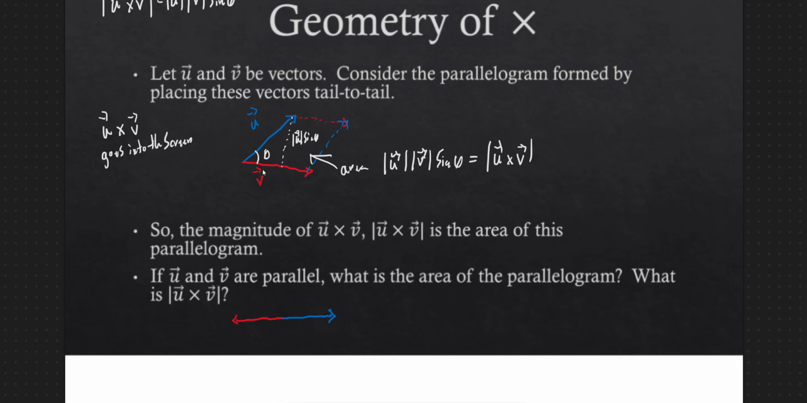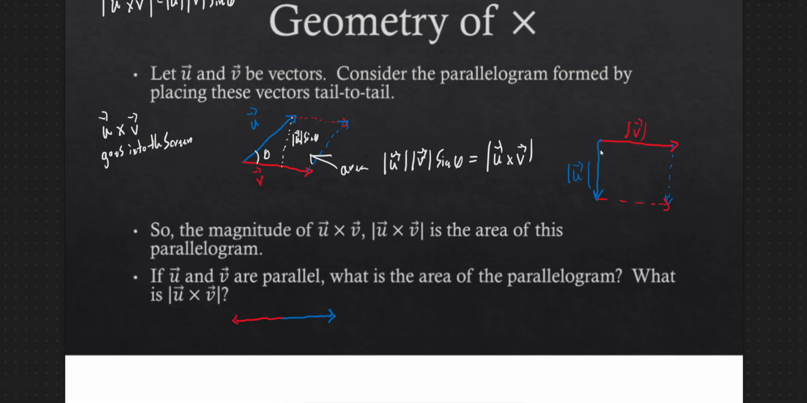So you can imagine if u and v are exactly perpendicular to each other, what happens then? There's my u, and there's my v. If I copy these vectors down and form this parallelogram, I get exactly a rectangle. The area of this rectangle is length times width. So this is magnitude v, and this would be magnitude u.